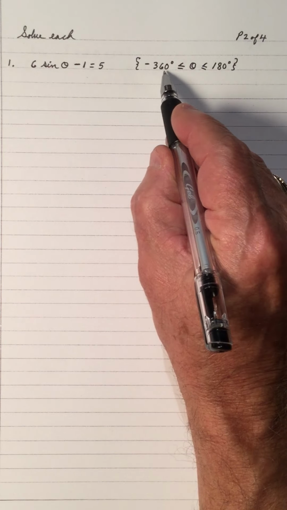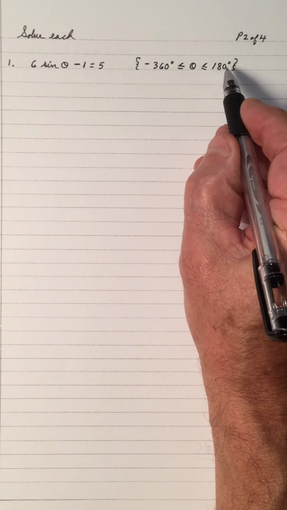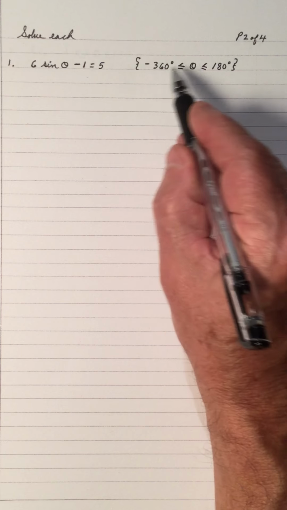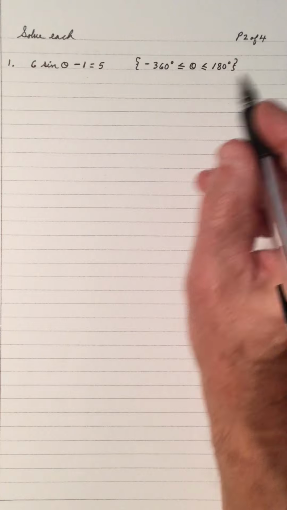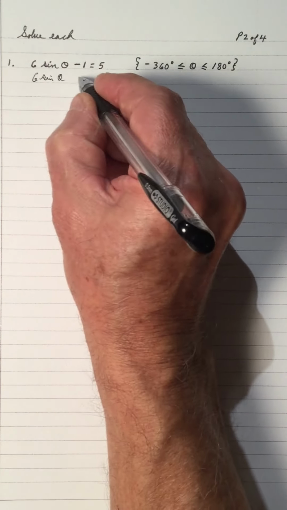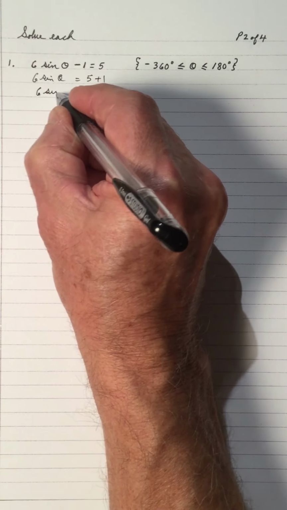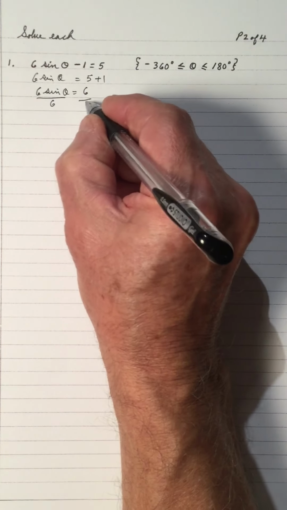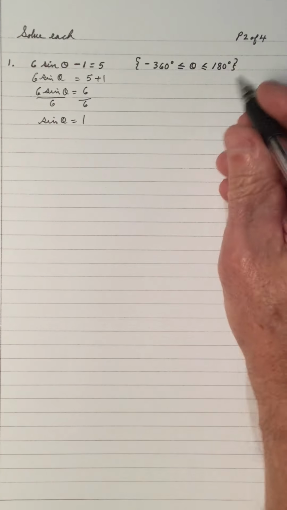Notice we have negative 360 degrees less than or equal to theta less than or equal to 180. So the angles have to be between negative 360 and 180, or equal to negative 360 and 180. Let's solve the equation. 6 sine theta equals 5 plus 1. 6 sine theta equals 6. We divide by 6, so we have sine theta equals 1.